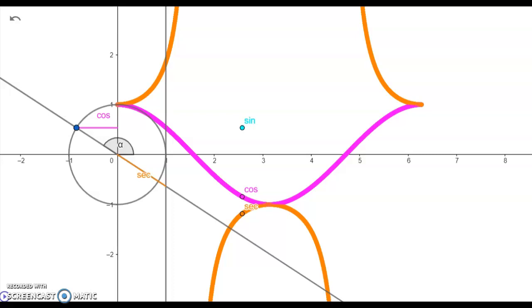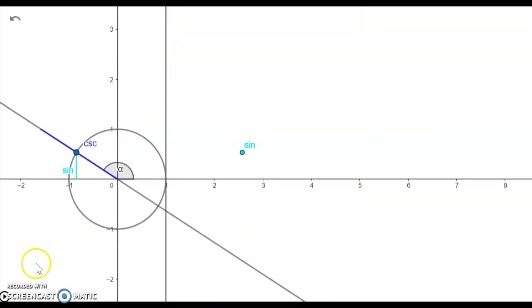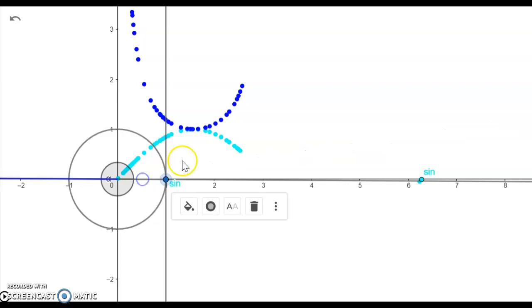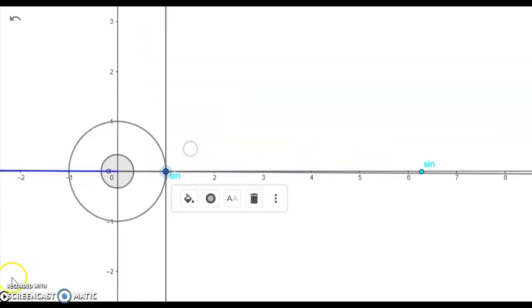So now I'm going to switch secant and cosine out, and I'm going to switch to sine and cosecant. There we go. So the orange is gone. Okay, so I think I have it. We've got the two. Okay. So let's start over at the beginning now. So here's 0. And let's play.